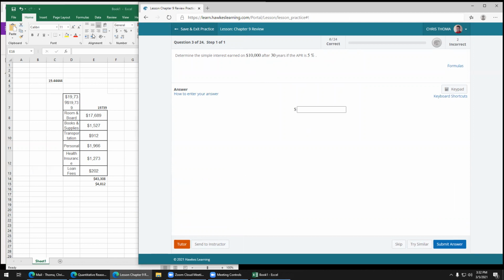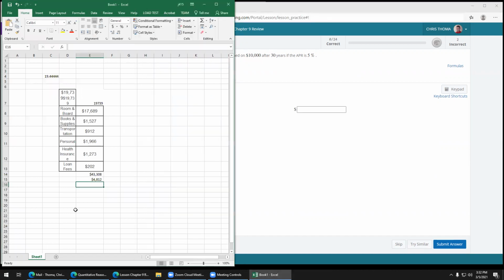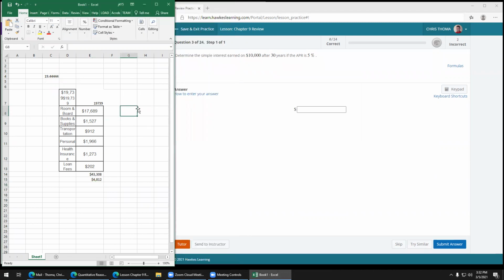Simple interest. Move our Excel out of the way for a minute. So our simple interest formula is I equals PRT. So bring this back over here. Just over those, you can see everything. So we need our I, we need our P, we need our R, a little r, and we need a little t, right? And we're looking for I. So that's what we're looking for.